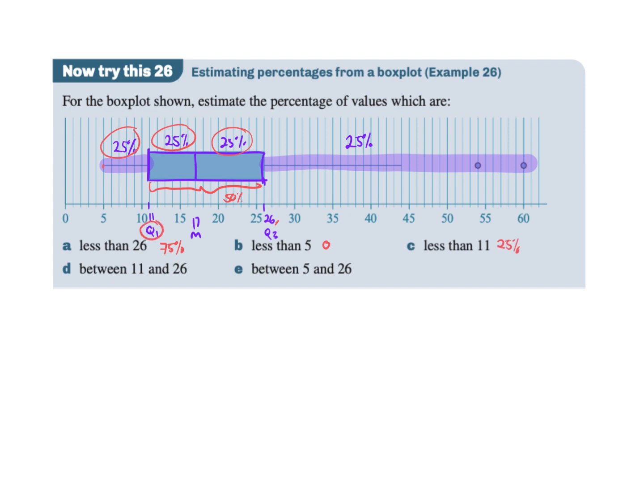What percentage is between 11 and 26? 50, good. And what's between 5 and 26? Yeah, because we do the same. So 75%, good. So that's just a little bit of interpreting that you might need to know too.